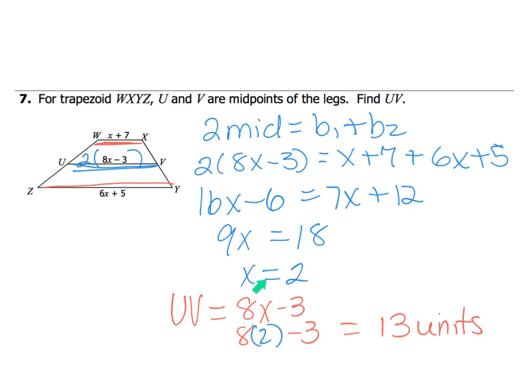A lot of students will stop right here, but you always got to go back and read the question. And the question says to find UV, and that's a mid-segment. So I plug it back in and I get 13 units. So this concludes the lesson on trapezoids. You can do three to five more problems in this section, show it to your teacher, and then get the next assignment.